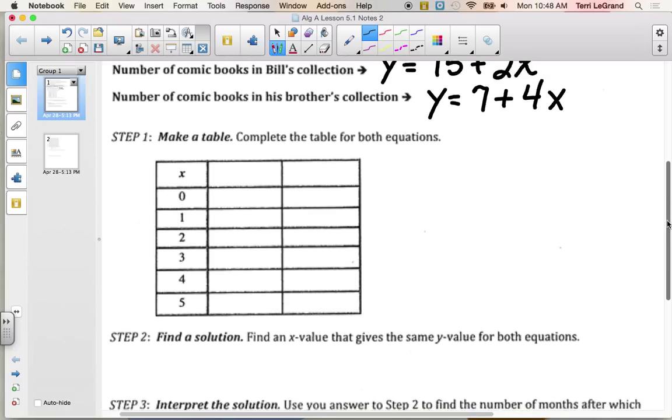Okay, let's make a table. In other words, let's find the y values by putting together a table. So let's make this Bill's column, and this can be the brother. So in Bill's, we have y equals 15 plus 2x, and in the brother, we decided y equals 7 plus 4x.